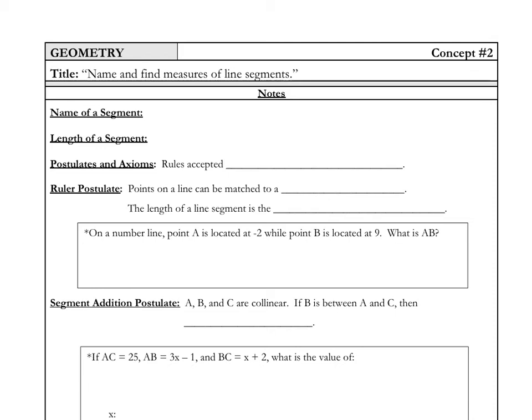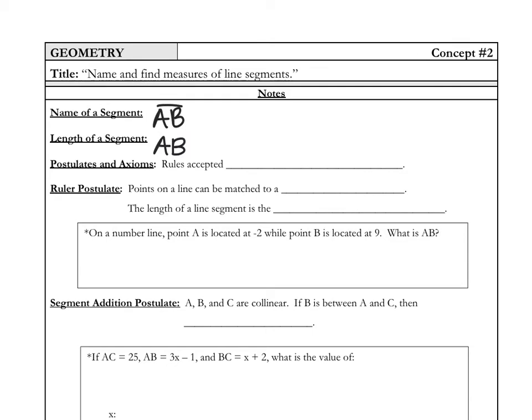Today we're talking about concept 2, which is about measuring segments. First up, we know that when we name a segment, we name it like this. For example, AB with a bar over the top, no arrows because it's a segment. But when we have the length of a segment, we say AB with no bar over the top.